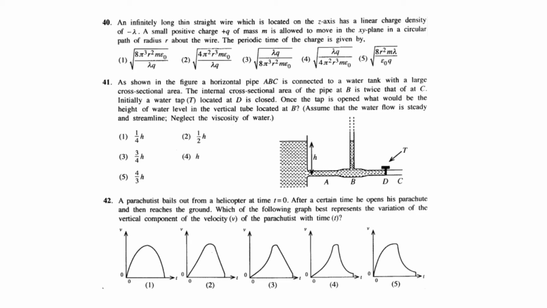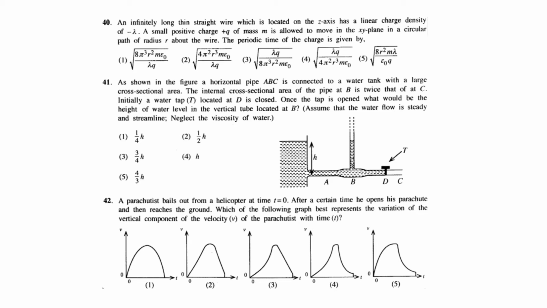Omega is 2 pi over T. T is the periodic time. By using 2 pi over T for omega, you get an expression for T, that is T equals 4 pi squared m r over EQ. We want to find E now.